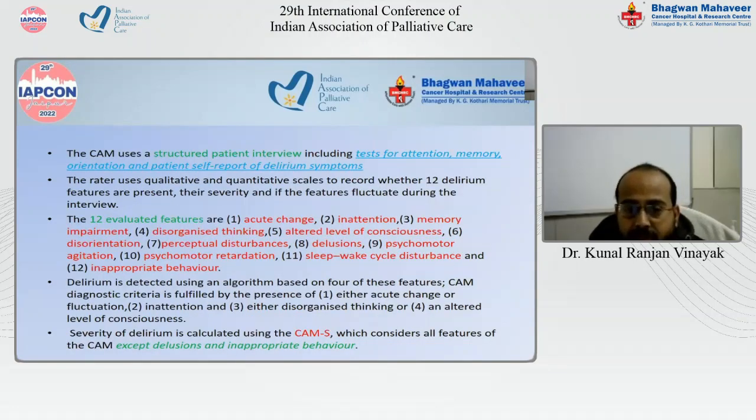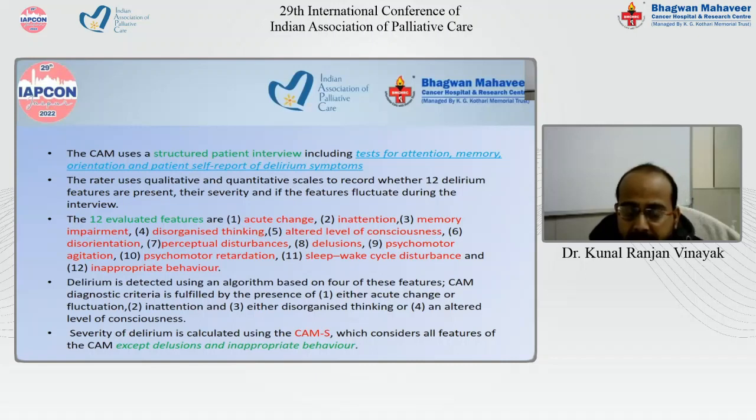CAM, as we know, is used as a structured patient interview, which includes tests for attention, memory, orientation, and patient self-report of delirium symptoms. The rater qualitatively and quantitatively scales to record whether 12 delirium features are present, their severity, and if the features fluctuate during the interview. The 12 evaluated features are: acute change, inattention, memory impairment, disorganized thinking, altered level of consciousness, disorientation, perceptual disturbances, delusion, psychomotor agitation and retardation, sleep-wake cycle, and inappropriate behavior.